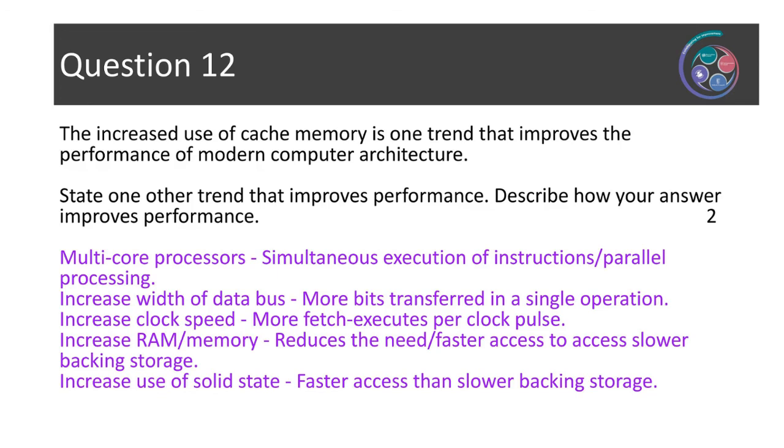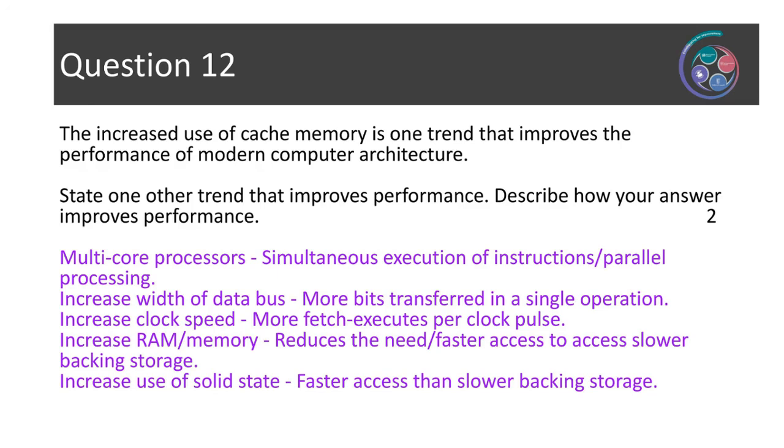We could look at increasing the clock speed. So the clock speed is controlled by an element of the control unit, and that would allow more fetch execute cycles per clock pulse. And that would obviously be beneficial because it would allow more data to be processed.